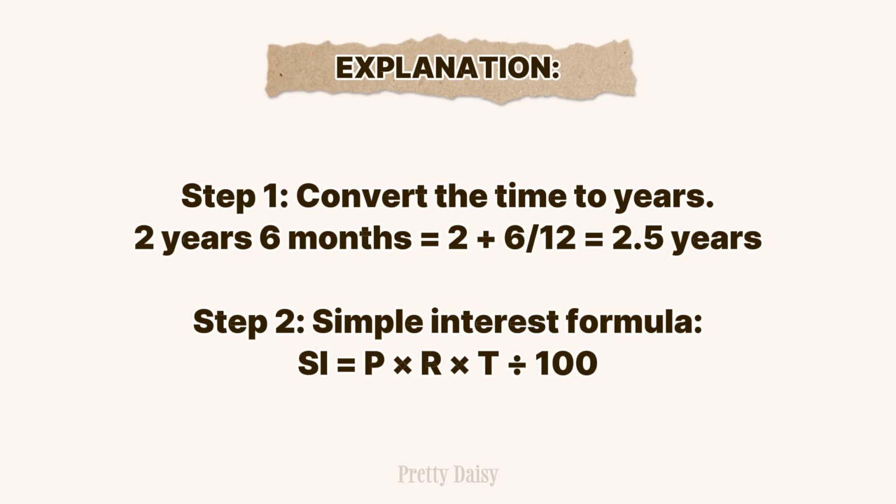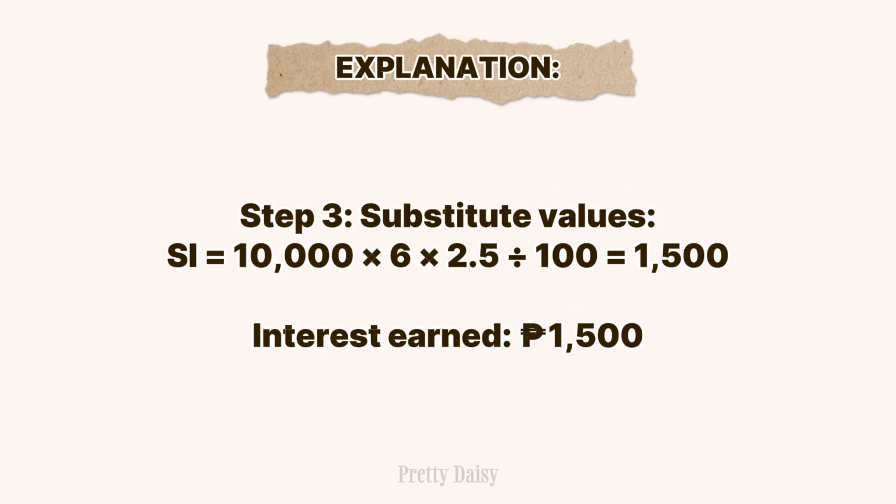Step 1. Convert the time to years. 2 years and 6 months equals 2 plus 6 over 12, which equals 2.5 years. Step 2. Recall the simple interest formula. Simple interest equals principal times rate times time divided by 100. Step 3. Substitute the given values. Simple interest equals 10,000 times 6 times 2.5 divided by 100, which equals 1,500. Final answer. The interest earned is 1,500 pesos.